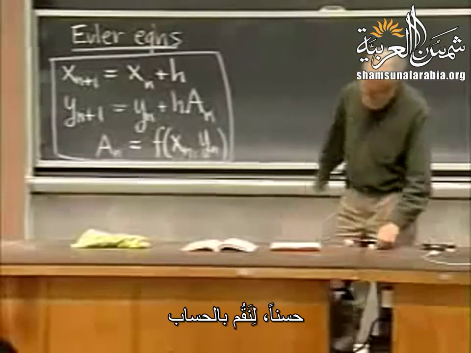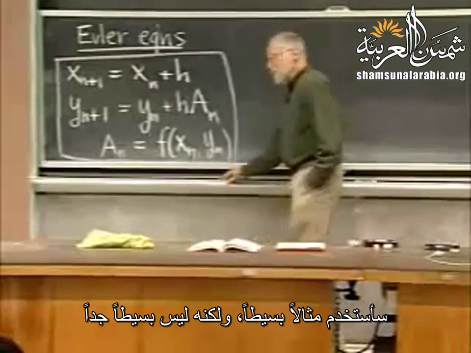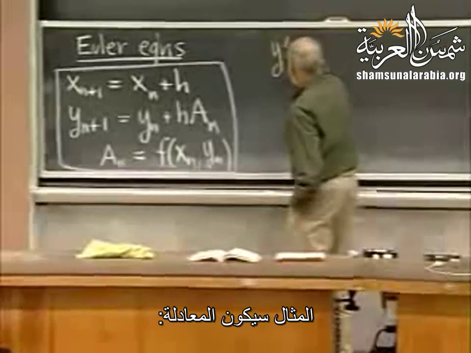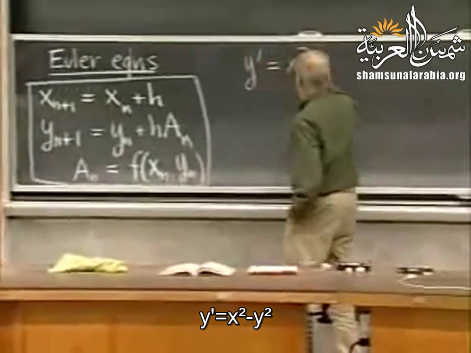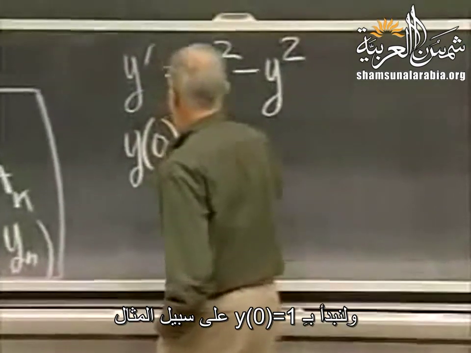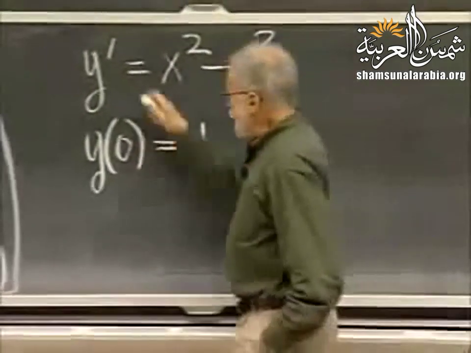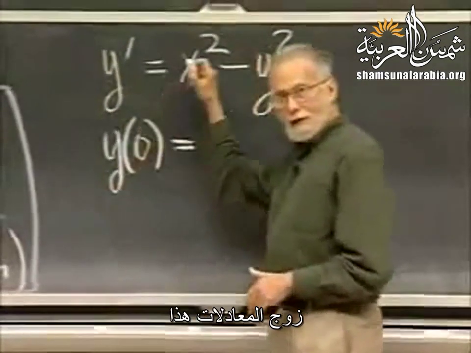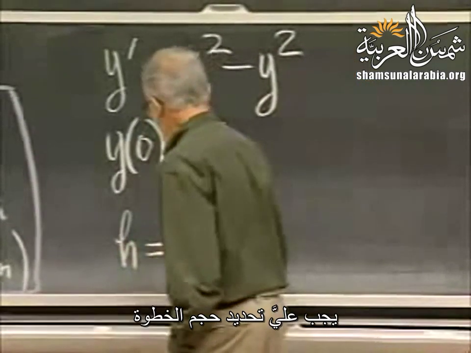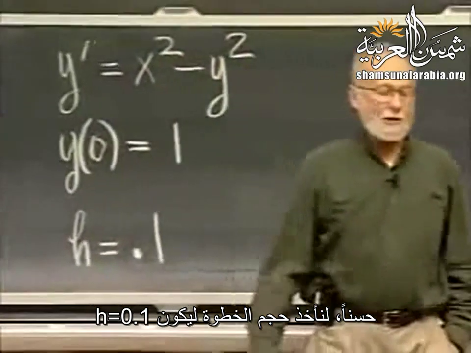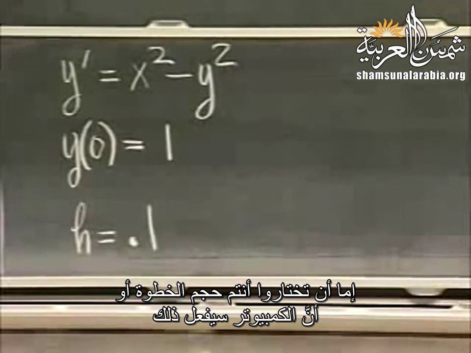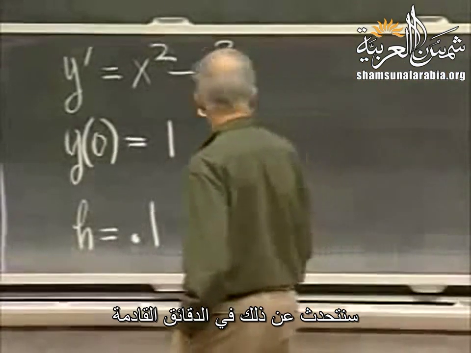So let's calculate. The example, I'll use a simple example, but it's not entirely trivial. My example is going to be the equation y prime equals x squared minus y squared on the right-hand side. And let's start with y of 0 equals 1, let's say. And so this is my initial value problem, that pair of equations. And I have to specify a step size. So let's take the step size to be 0.1. You choose the step size, or the computer does. We'll have to talk about that in a few minutes.